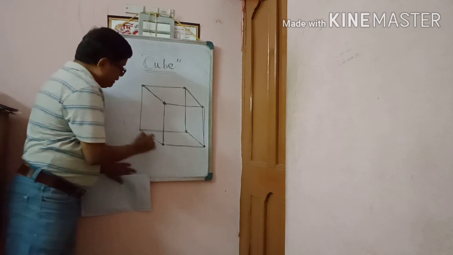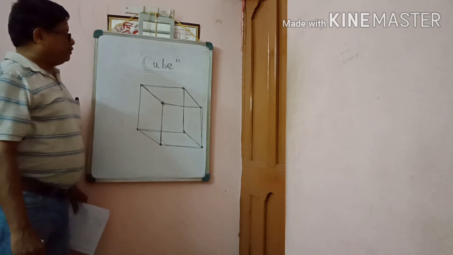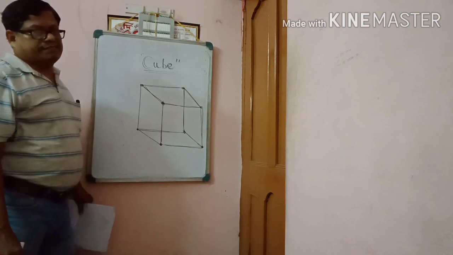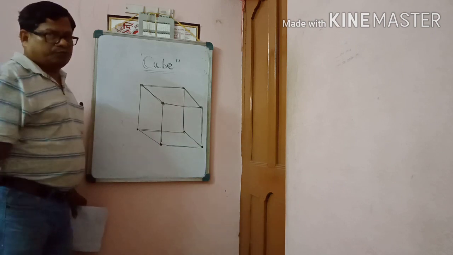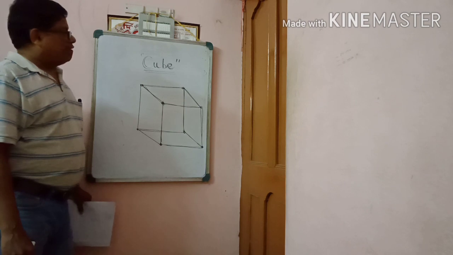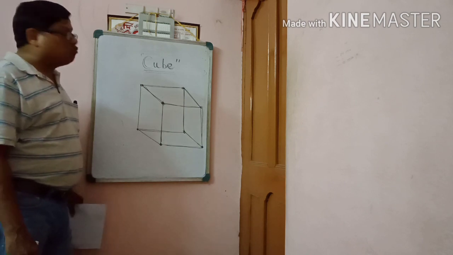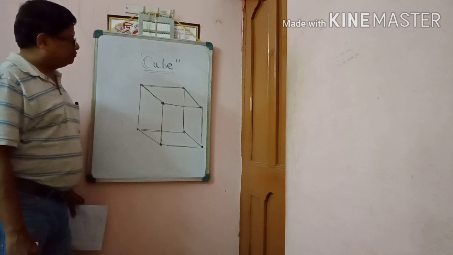Also you have to verify Euler's theorem here. This is the figure of a cube. Dice, all of you said dice. So this is an example of a cube. Here length, breadth and height or depth are equal. Okay, keep in mind this figure.